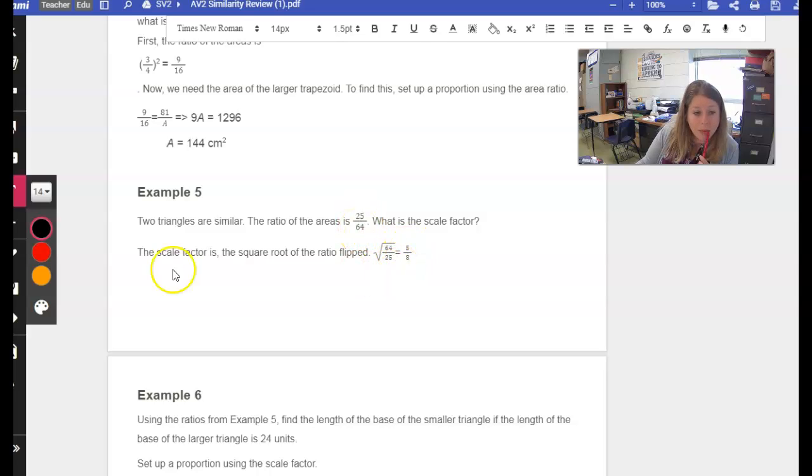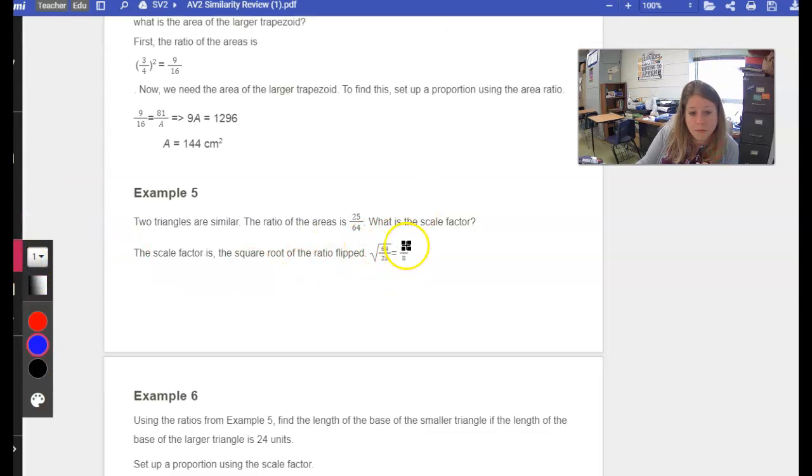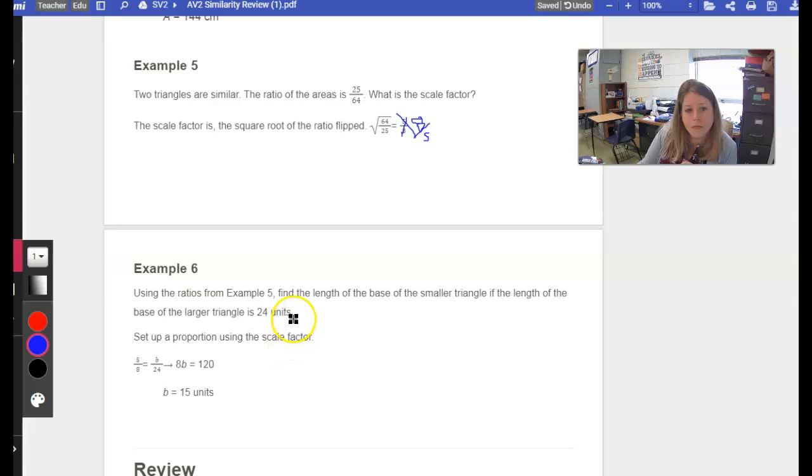I need to fix it. This is supposed to be 8 to 5. And hopefully I'll have that fixed before you get this. The ratio of the sides is 8 to 5. Top number is the first shape, bottom number is the second shape. So we're getting smaller. No, we're getting bigger. We're going from 25 to 64. I'm confusing myself. So the scale factor should be larger than 1.